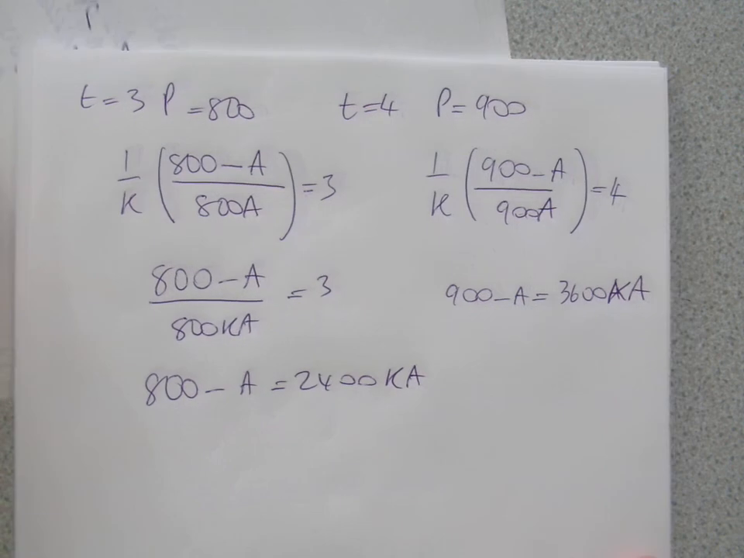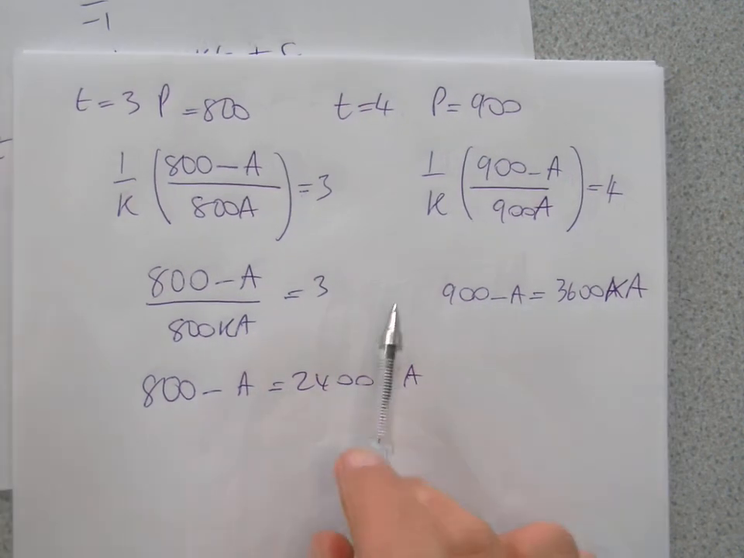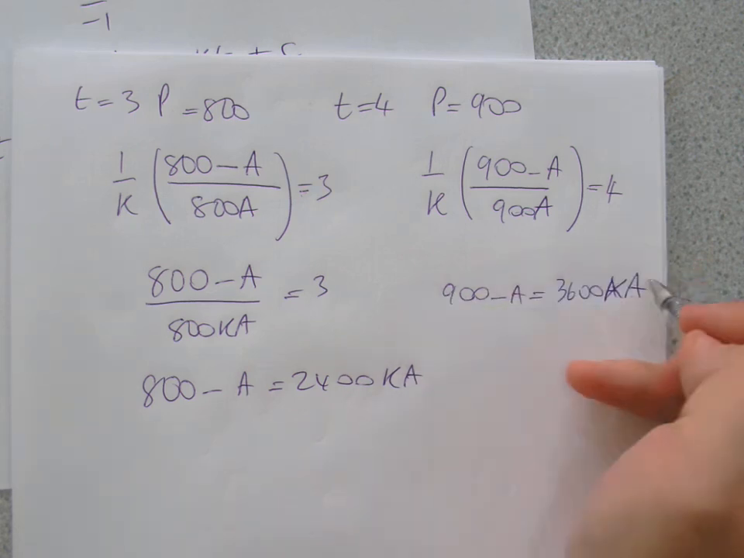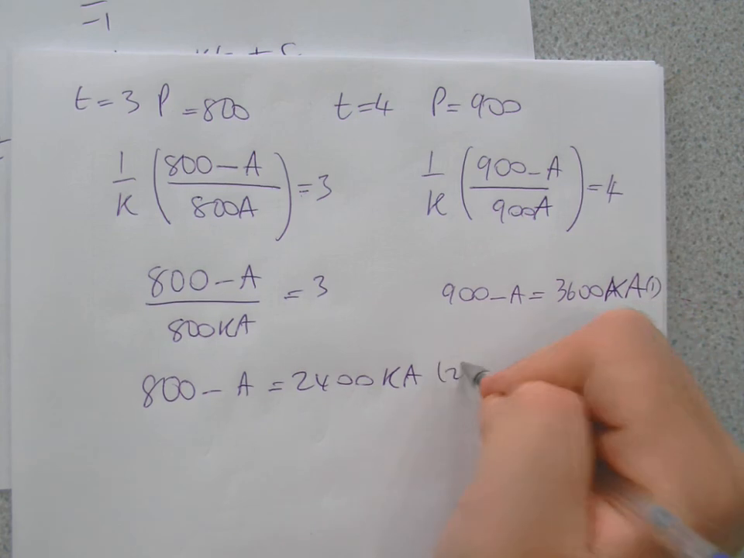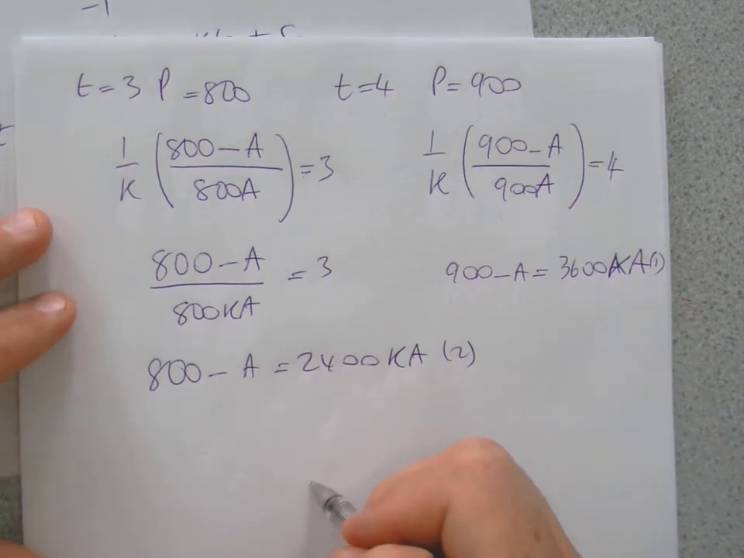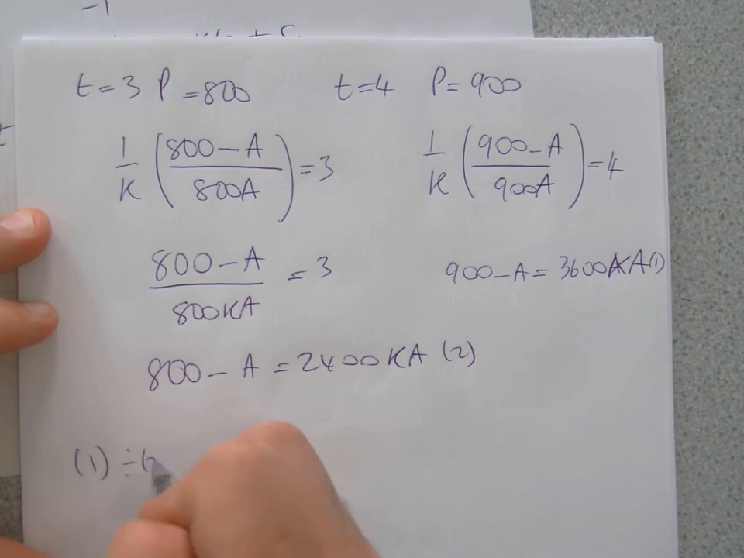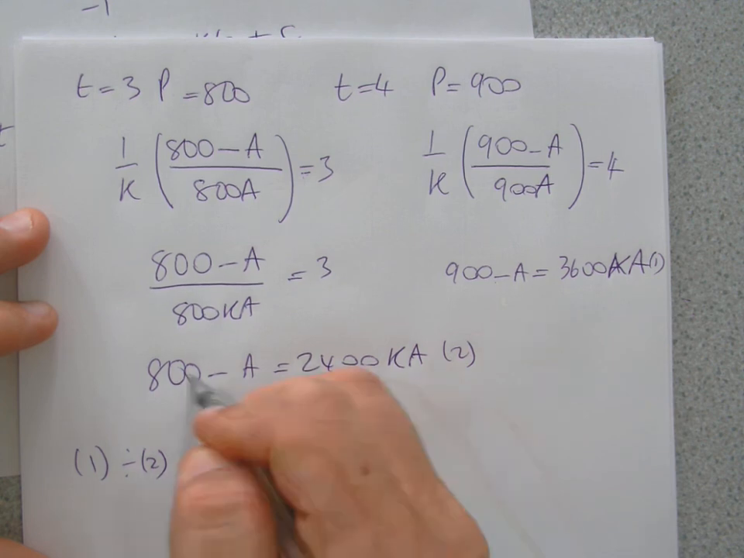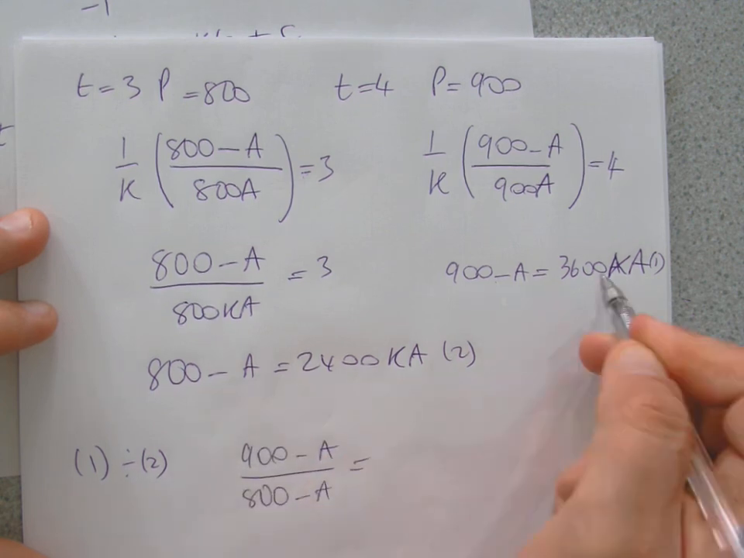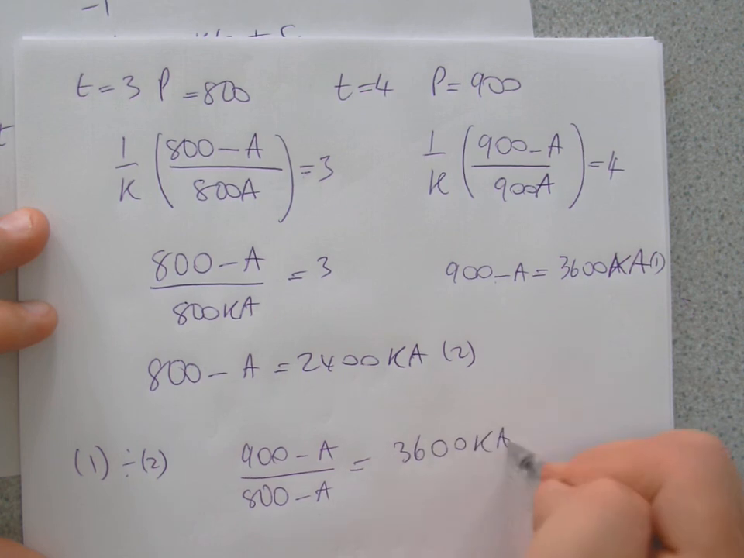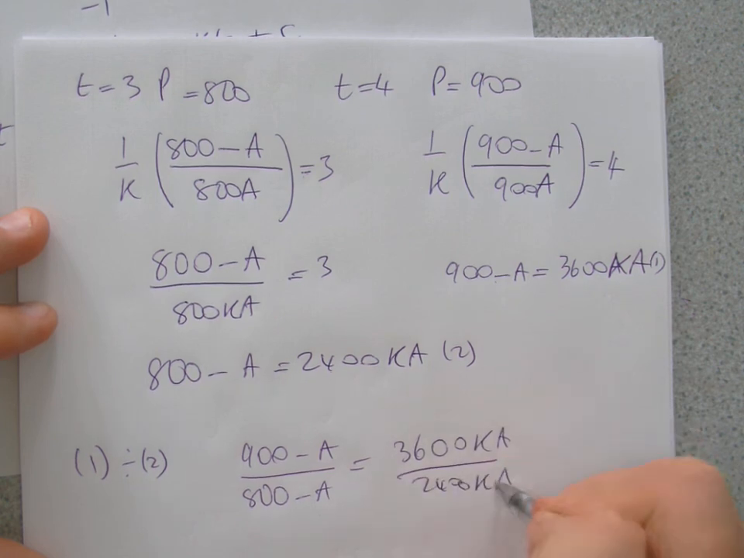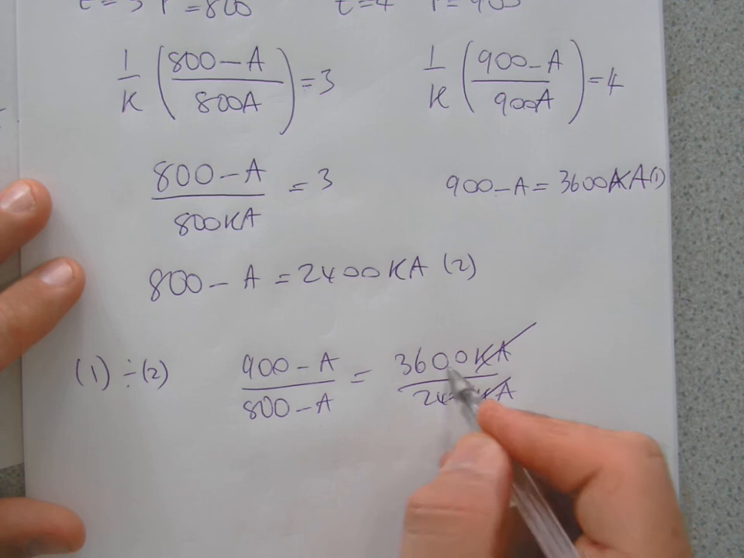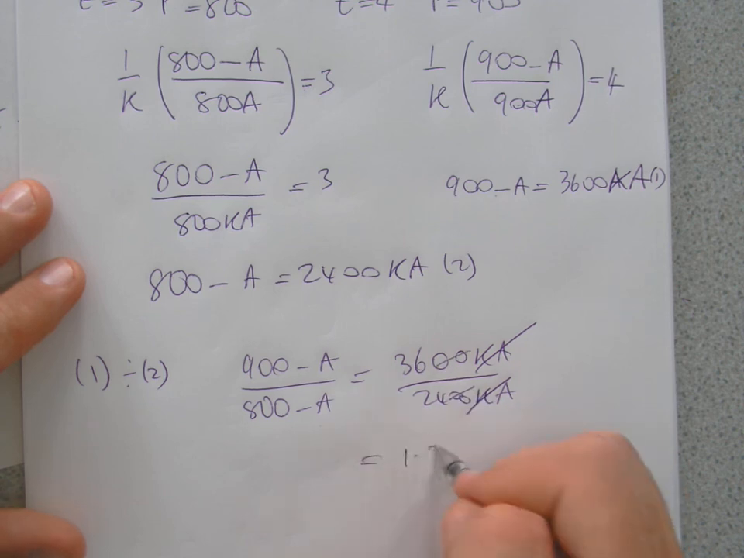Now, how are we going to solve these? Well, there's lots of ways you could do this. One way I'm tempted to do is, if I call this number 1 and this number 2, I could just do 1 divided by 2. So 900 minus A over 800 minus A equals 3,600kA over 2,400kA, and the kA's will cancel, so we're left with that. Now 3,600 over 2,400, you can use your calculator, I think it comes out as 1.5.